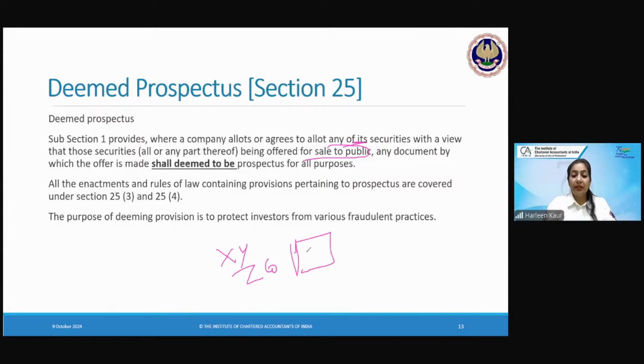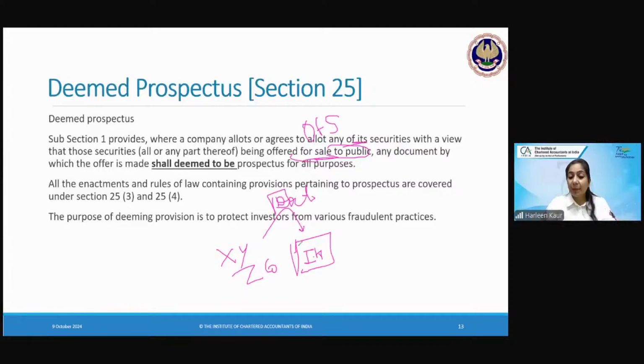There is an intermediary in between whom we call an issuing house. The company will go to this issuing house and tell them, look, this is the document which you can use for offering my shares to the public. OFS, offered for sale, means offering the shares for sale to the public.